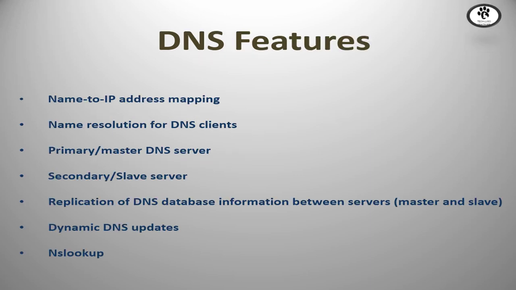Here we are going to see DNS features. What all features does DNS have? First, it helps to convert name to IP. Next is name resolution for the DNS client. And we can create a primary DNS server and a secondary DNS server. These are the features DNS has. Then we can replicate between the primary server as well as the secondary server. It even has the feature of dynamic DNS as well as NS lookup.